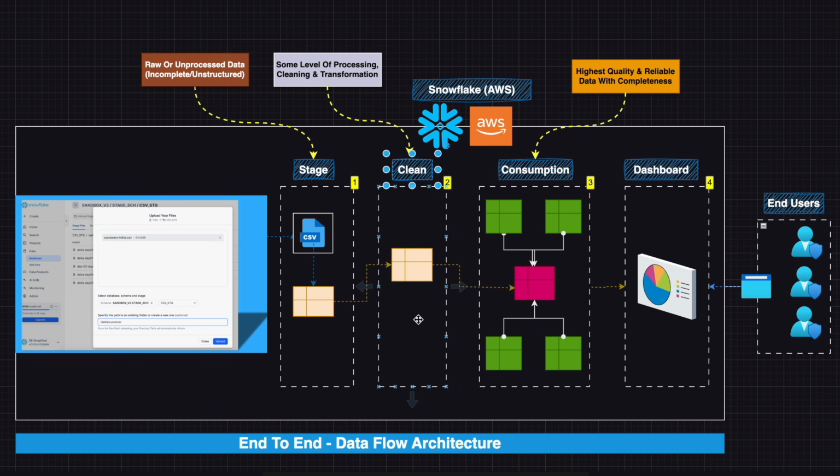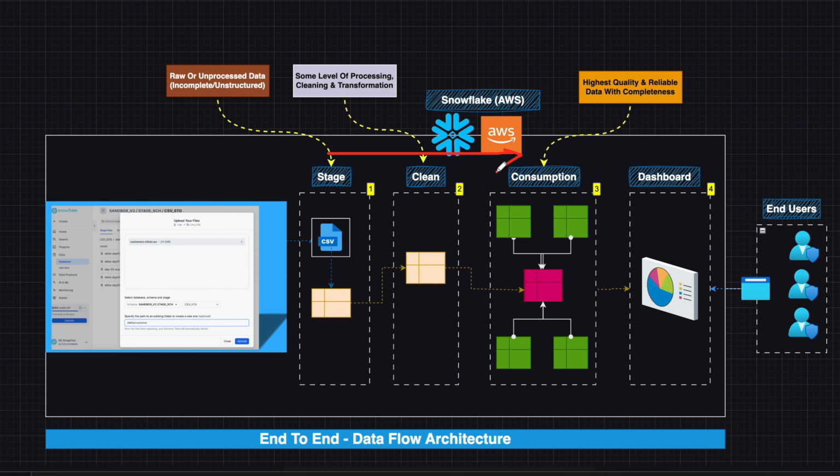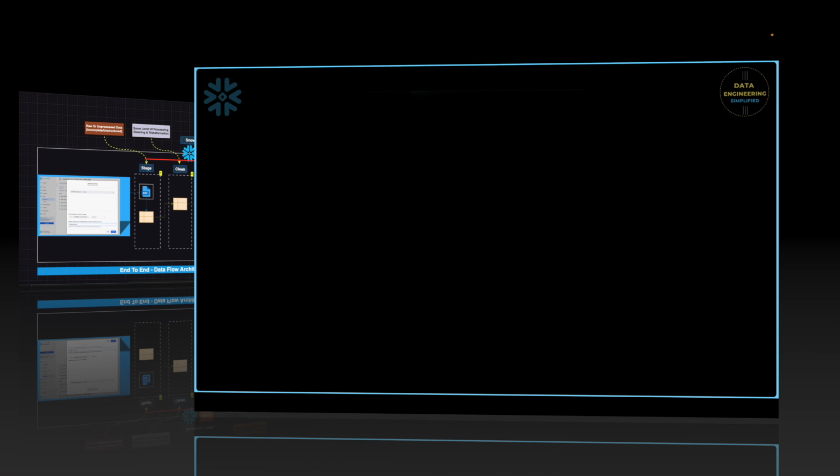So your clean schema would primarily represent the OLTP style dataset, and your consumption schema will have the data available in the form of dimensional modeling. So let's go to our Snowsight web UI and start working on the code.